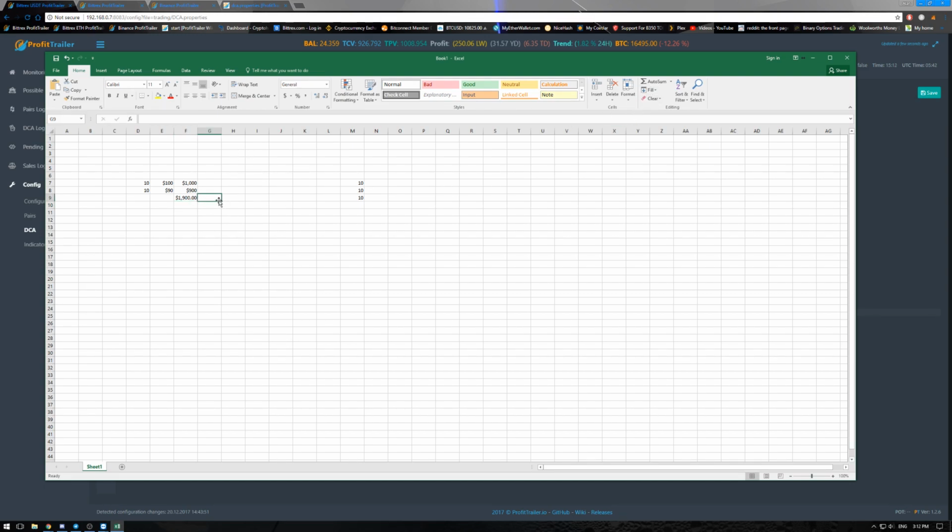Now, let's figure out our average price. So we divide our overall price by the amount of coins we've got, which is 20 now. So $95. When we started, our average price was $100 because that's what we bought it for. Now that we've doubled down, we've DCA'd once, our average price is now $95. Now keep in mind that your next trigger goes off the average price, not your original price, your average price.